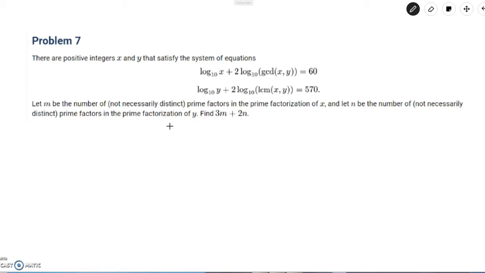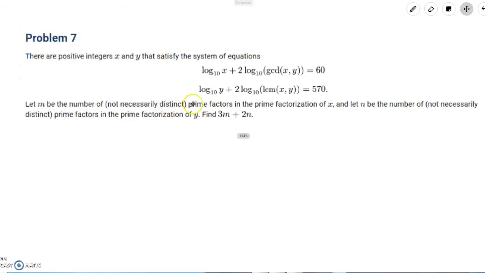Let m be the number of not necessarily distinct prime factors in the prime factorization of x, and let n be the number of not necessarily distinct prime factors in the prime factorization of y. Find 3m plus 2n. So at first sight, we see that this is a problem involving logarithms.